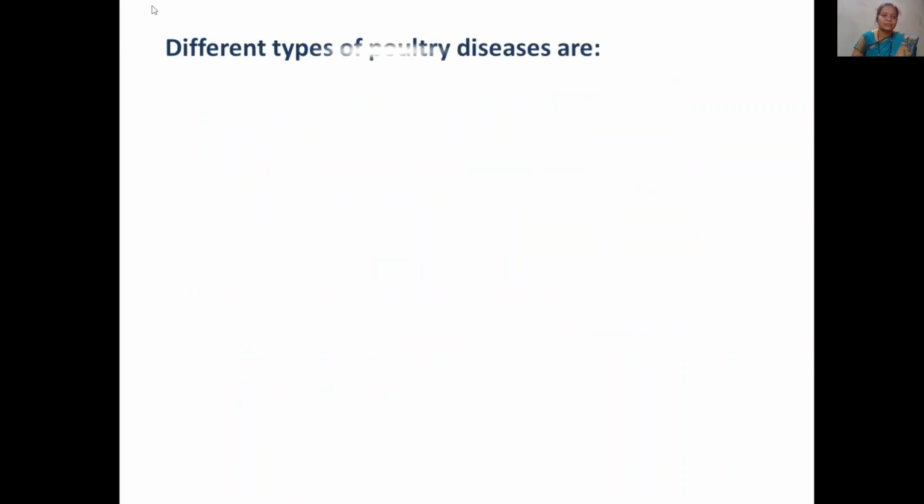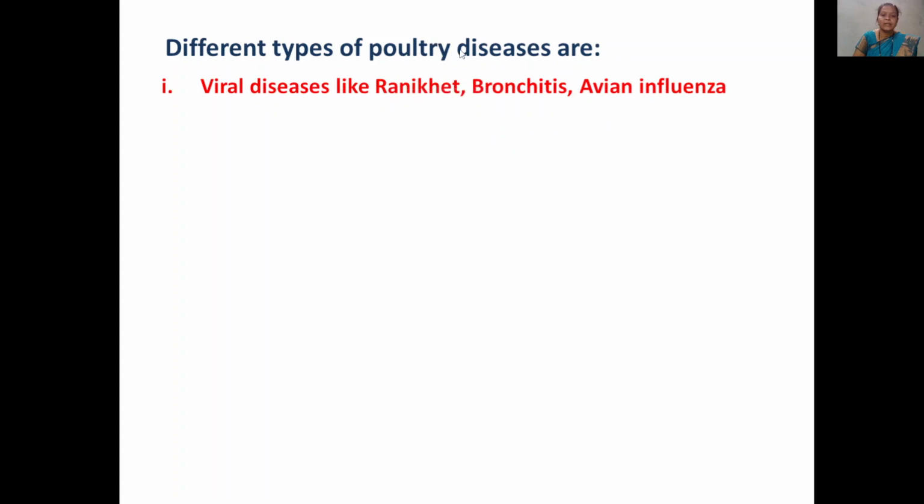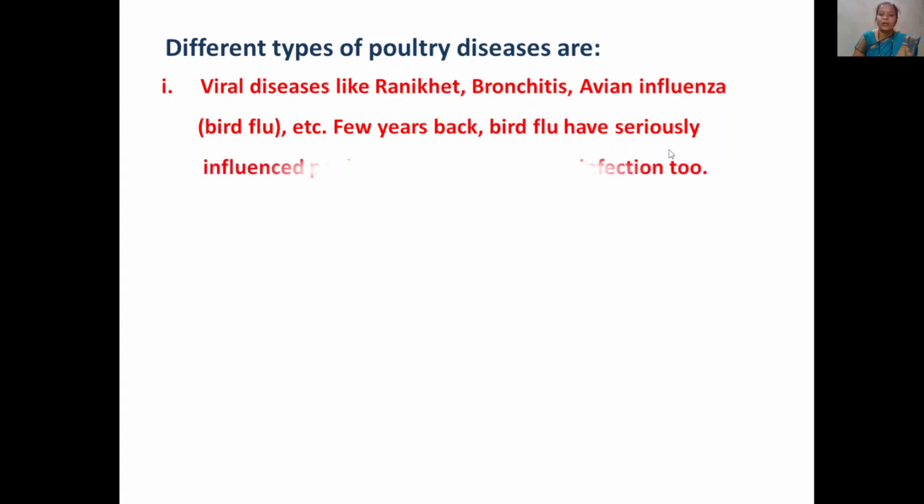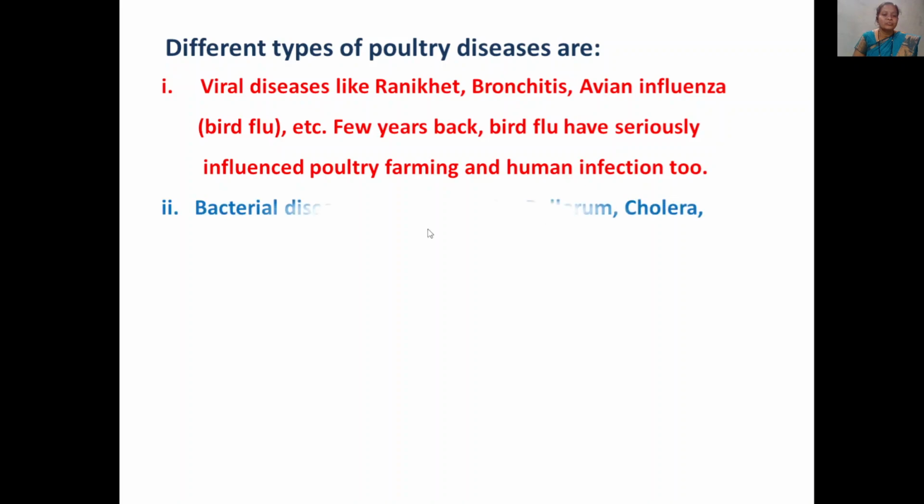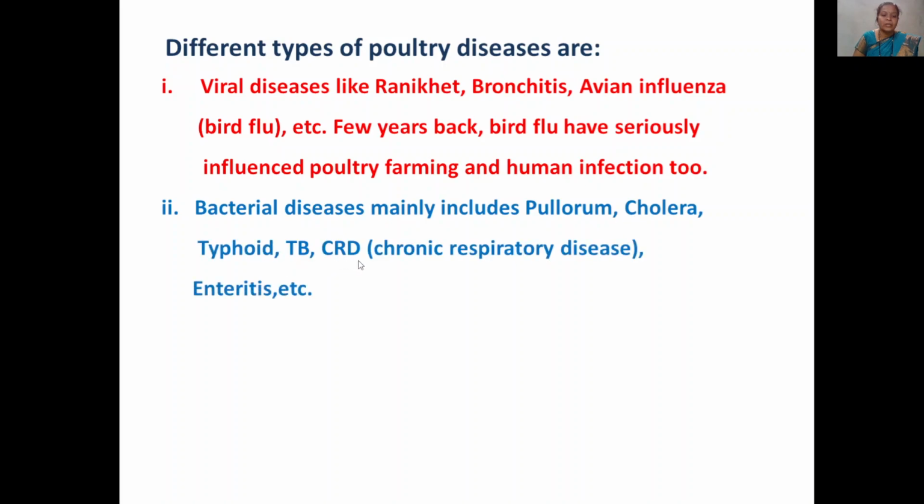Go to next slide. Here we see different types of poultry diseases. Viral diseases like Ranikhet, bronchitis, avian influenza, that is the bird flu, etc. Few years back, bird flu seriously influenced poultry farming and caused human infection too. Bacterial diseases mainly include pleurisy, cholera, typhoid, TB, CRD, chronic respiratory disease, enteritis, etc.